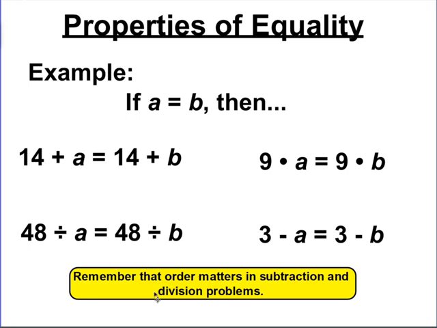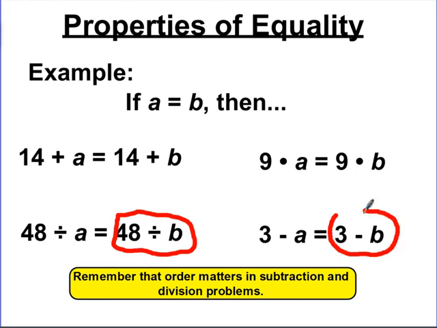Okay, so remember that the order matters in subtraction and division problems. That's an important thing to remember. If this said B divided by 48, if this was switched, it wouldn't be equality. If this was B minus 3, it would not show the property of equality. So with adding or multiplying, the order can be changed, remember, because that's commutative property. But here, you can't change the order with these 2, so the order matters.